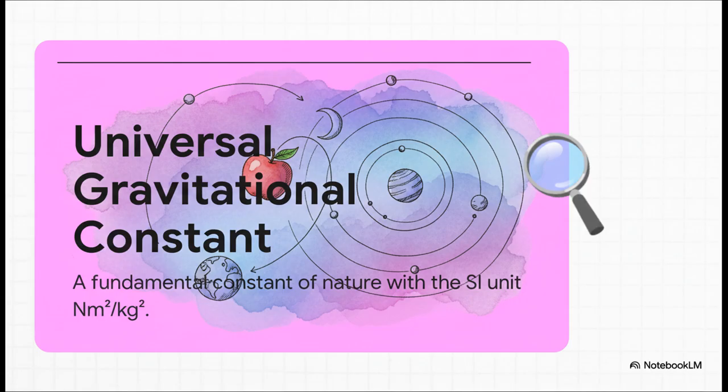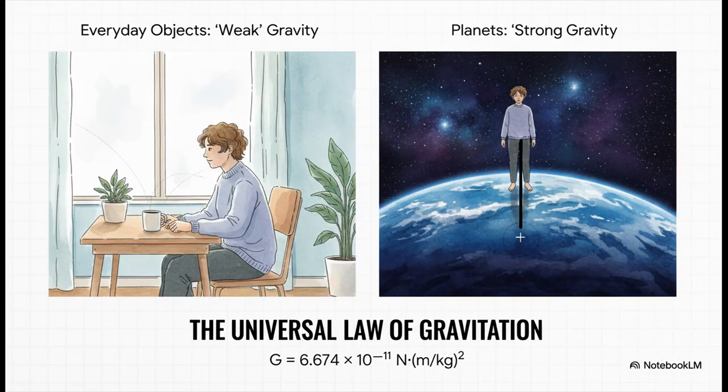Now that might seem like a total mess, but it's actually genius. It's perfectly designed to cancel out all the other units in the equation, so what you're left with at the end is just newtons. It's incredibly elegant. So here's the big takeaway. The reason gravity seems so weak in our everyday lives, it's all because of how tiny G is.